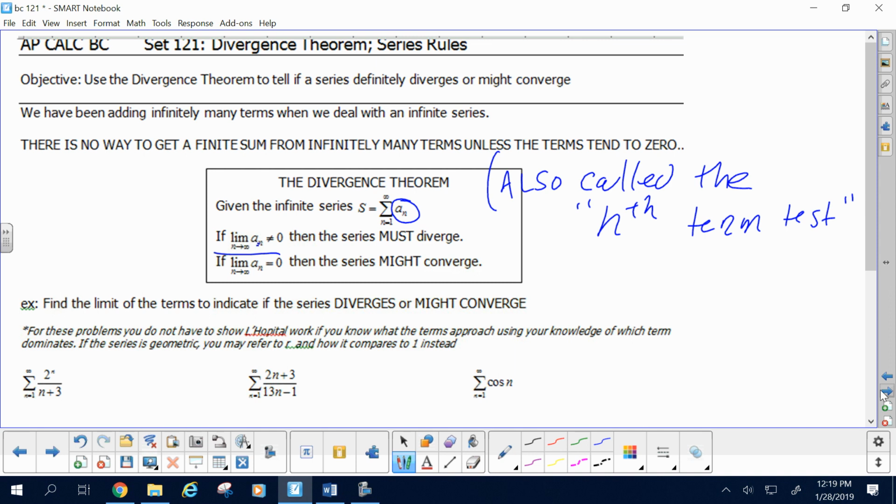Okay? If the terms do go to 0, it might converge. It has a chance of converging, and then later we'll proceed on with further tests to see if it does or not. Okay, so right now the great dividing line is, do the terms go to 0? And if the answer is no, then you're done. Diverge. And if the terms do go to 0, then it might converge, and we'll go more later.